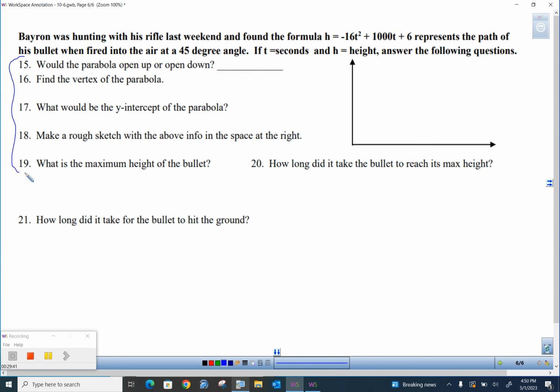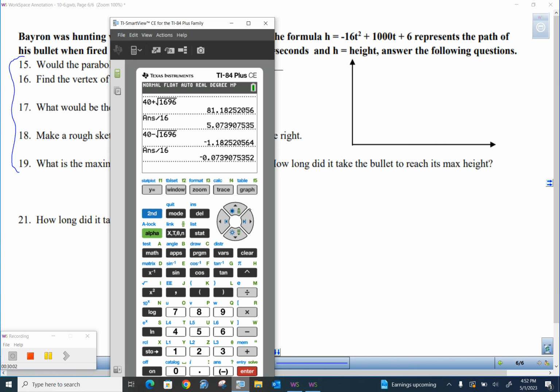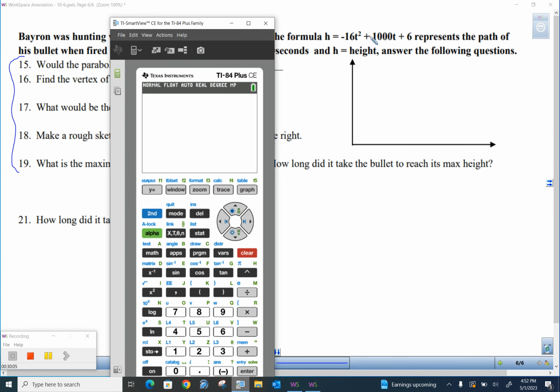Okay, this one's going to open down again, always for Newton law. Vertex comes from opposite of b over 2a. Opposite of b here is negative 1,000. Divided by 2 times a. Remember, you have to simplify that first, so it's negative 32. And that is a decent decimal, so we're going to leave it.